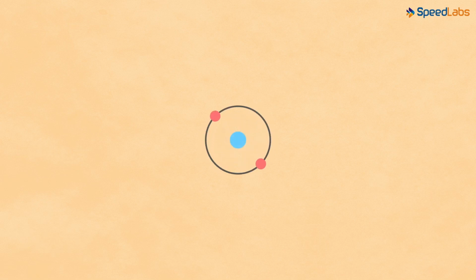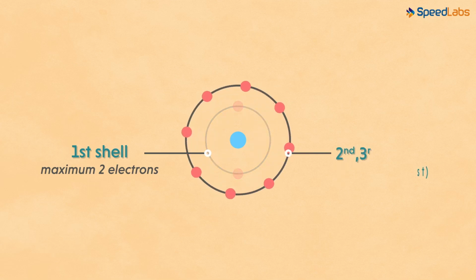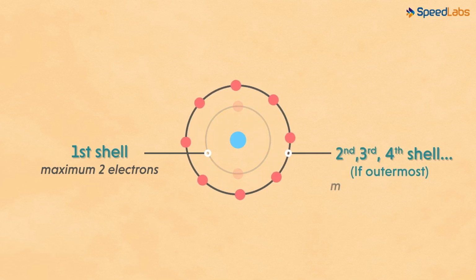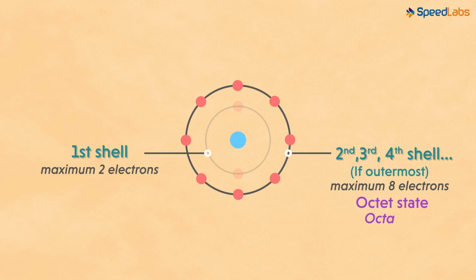First, the innermost shell, or the first shell rather, has a maximum of 2 electrons that can be accommodated in it. Secondly, from the second shell onwards, whichever is the outermost shell, it can accommodate a maximum of 8 electrons. In simpler words, the outermost orbital can contain 8 electrons at max. This state is called the octet state. The term originates from the Greek word octa, which means 8. The octet state is considered to be a stable state.